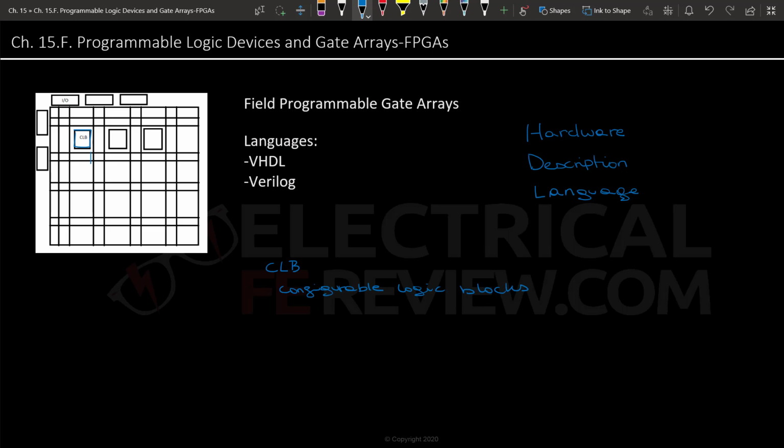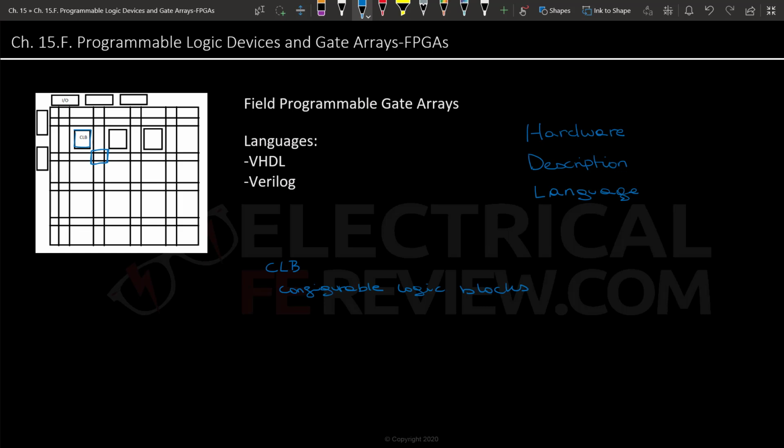Finally, probably the most important part, we have the configurable interconnections that I show inside this blue rectangle. This will allow us to determine which logic block is connected to which, giving us so much freedom when creating these circuits.